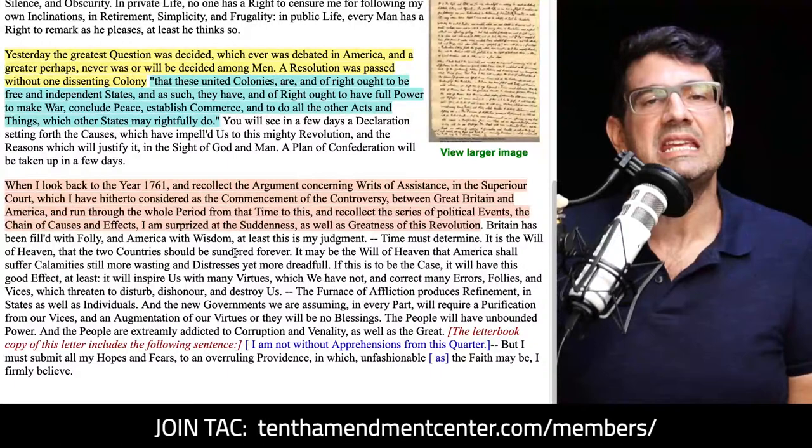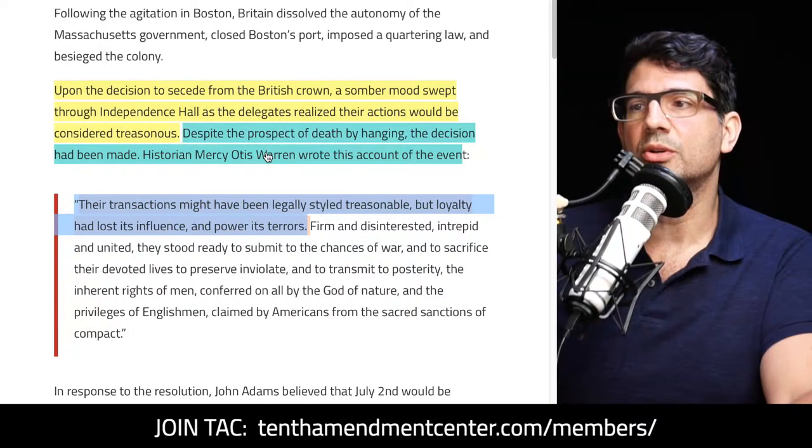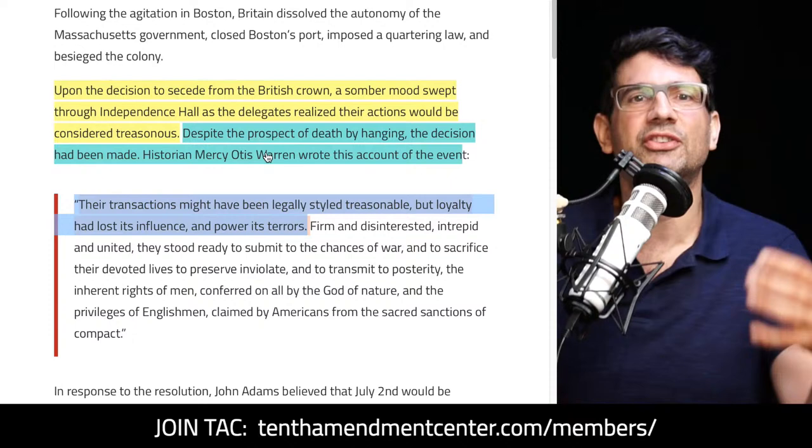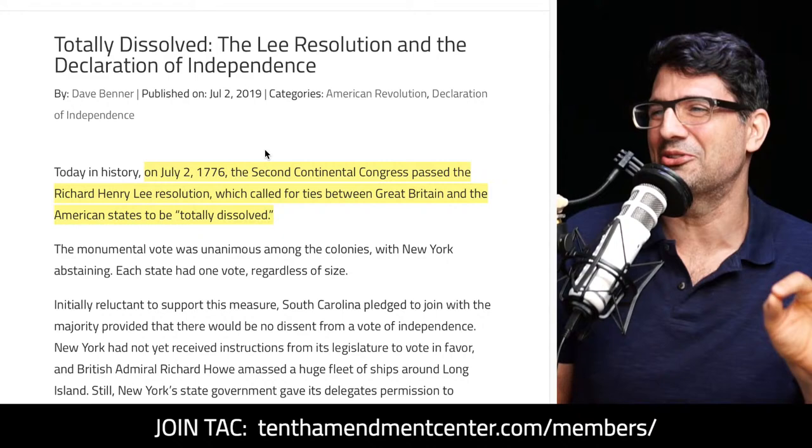And here from Dave Benner's great article on this, which we share every year, we'll probably share it on July 2nd again, Totally Dissolved the Lee Resolution and the Declaration of Independence by Dave Benner. I apologize, I'm rushing through this.